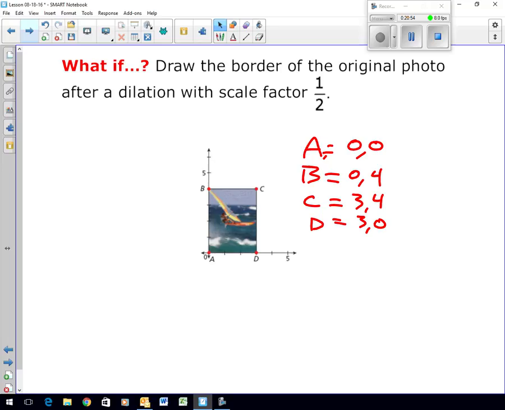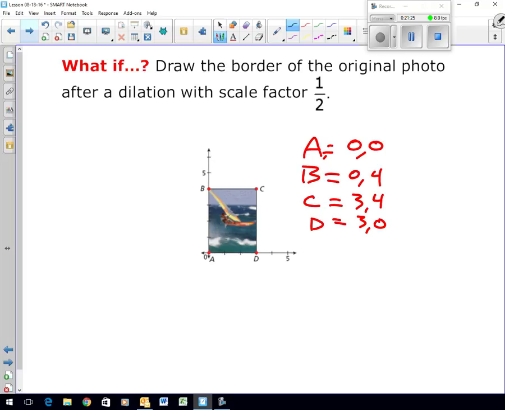Okay? So, what will I do to each coordinate point? How will I make them smaller? By half. I'm multiplying each coordinate point by half. Hey, Bert, make sure you were paying attention. If I multiply 0 times a half, what do I get? If I multiply this 0 by half, what do I get? Good.